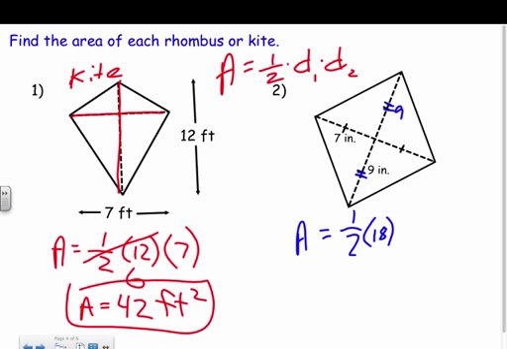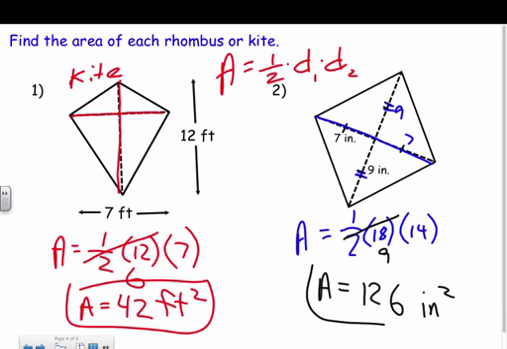And the horizontal diagonal would be this all the way across, so 7 and 7 for 14. And then I can simplify that a little bit, take half of 18 and get 9, and 9 times 14 gives me 126. And we're in inches, and it's area, so inches squared. So just don't work too fast and make a little mistake there.